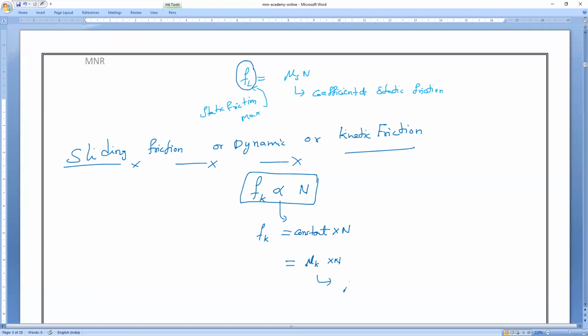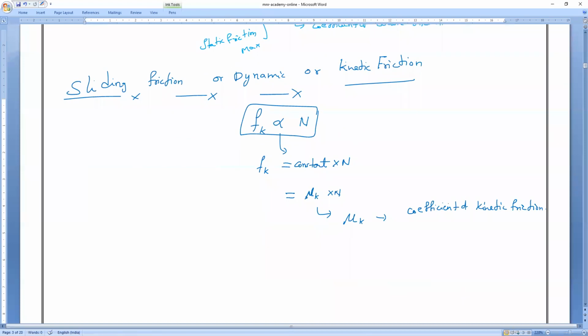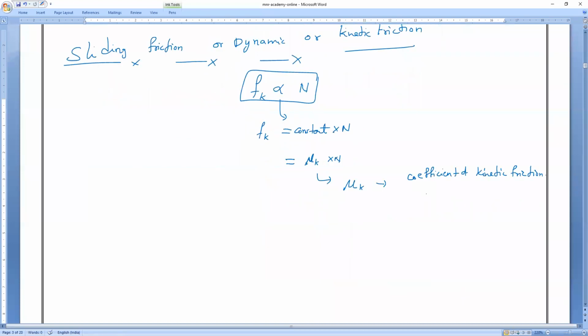So what is mu k, everybody? Coefficient of what friction? Coefficient of kinetic friction. Is it okay, everybody? Please respond. So till here we studied that. Now you tell me which friction is less. Dynamic friction is less or limiting friction is less? Dynamic friction is less.